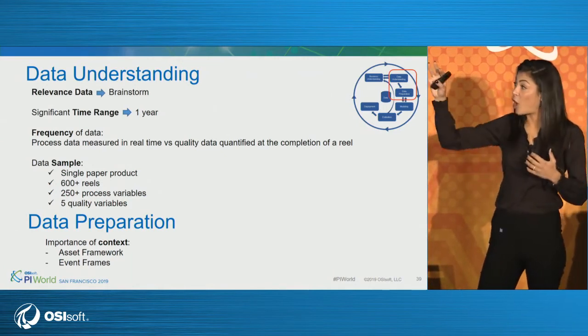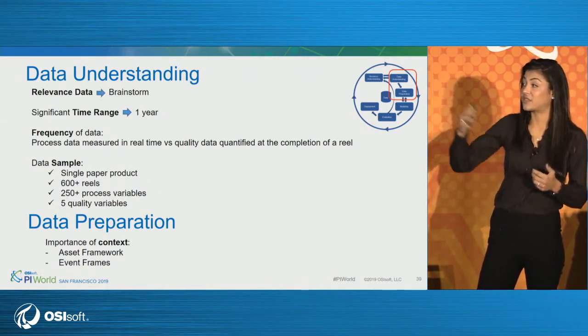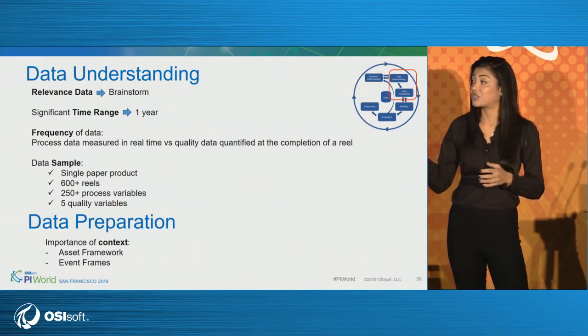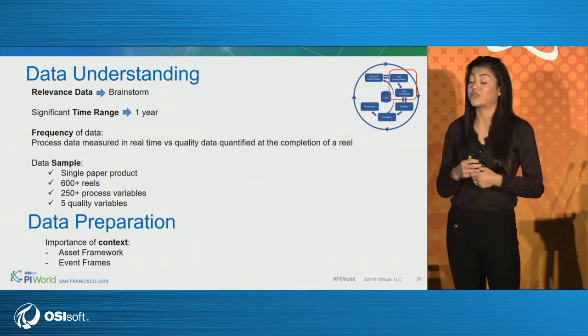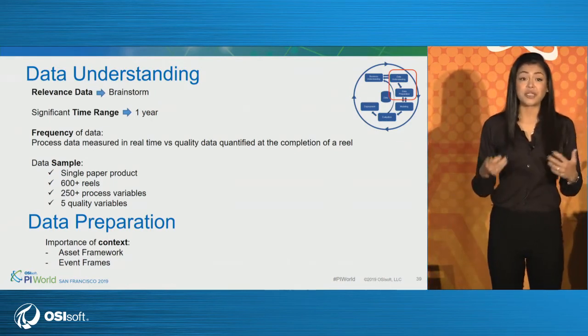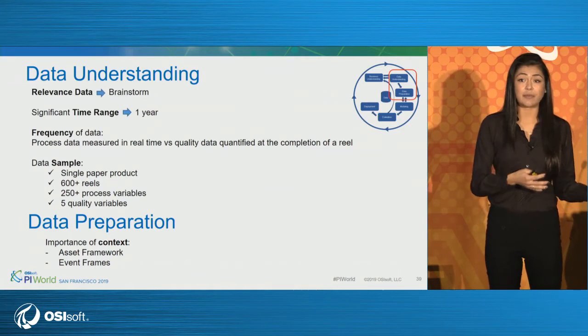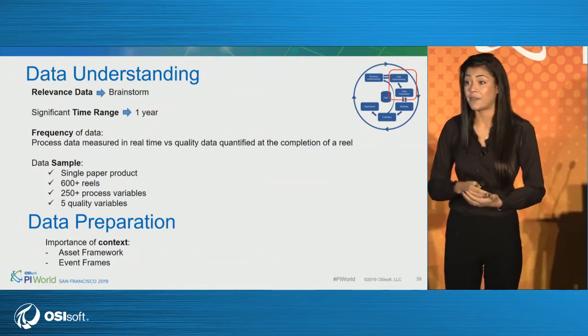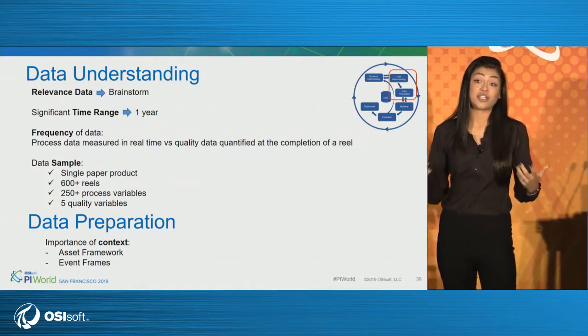And from all of this understanding, they chose a data sample around just 1 paper product, 600 reels, 250 process variables, and 5 quality variables. In terms of the preparation, very similar again to the previous example, where Asset Framework can help you give a lot of context to all of that data. And event frames can actually help you track.